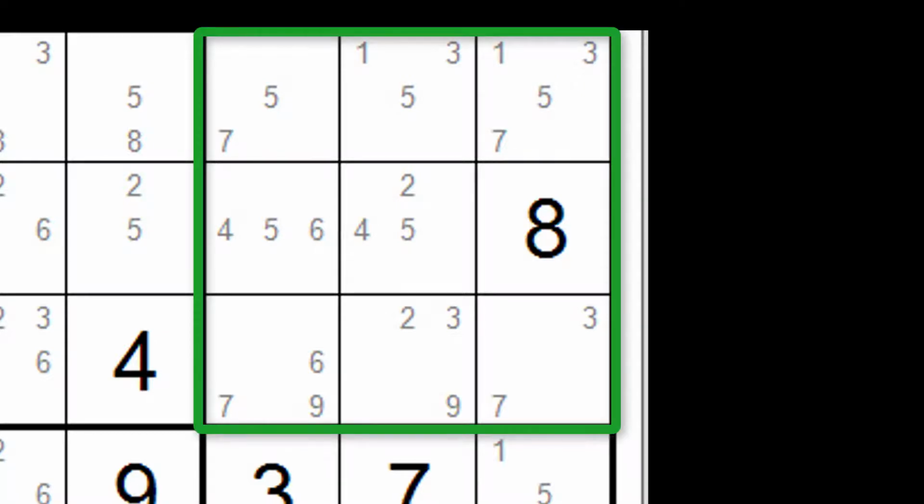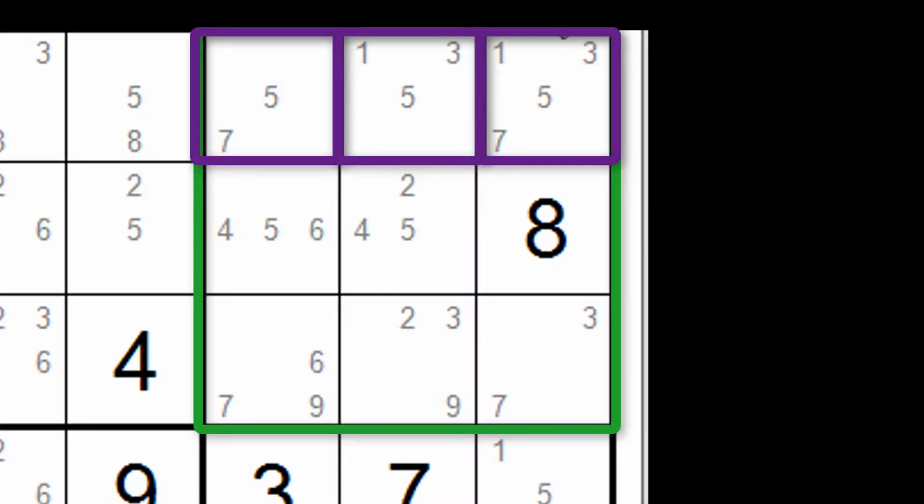And what is the quad made up of? Okay. In A7, we have a 7-5. A8 has got a 1-5-3. And A9 has 1-3-5-7. So 1-3-5-7, if we can find another example that has 1, 3, 5, or 7, or some combination.